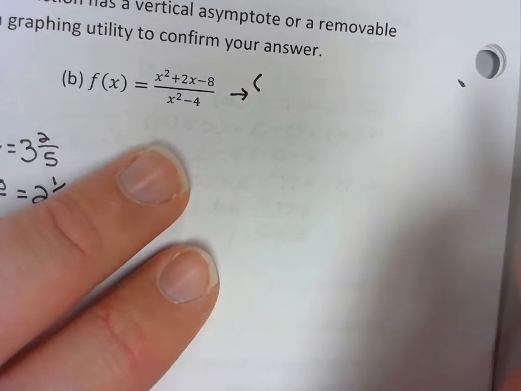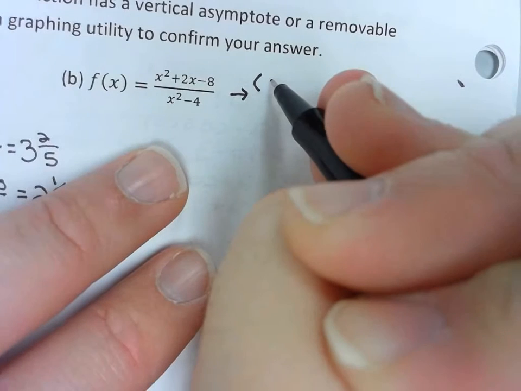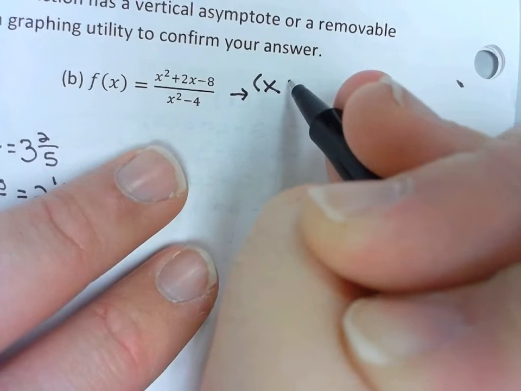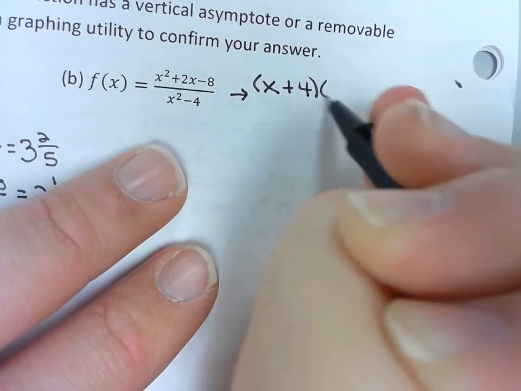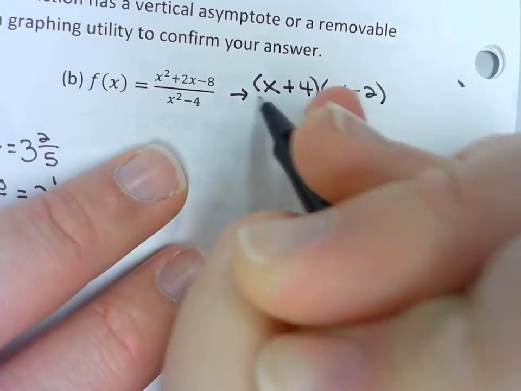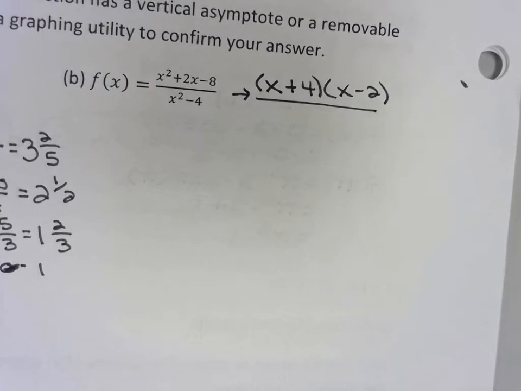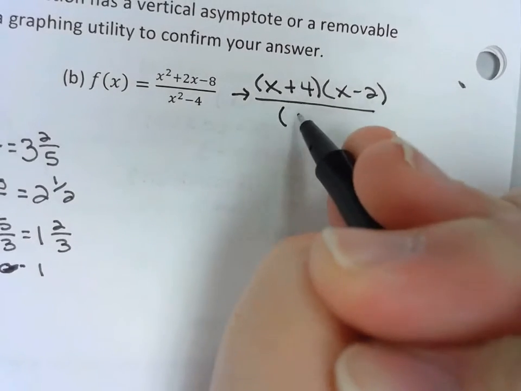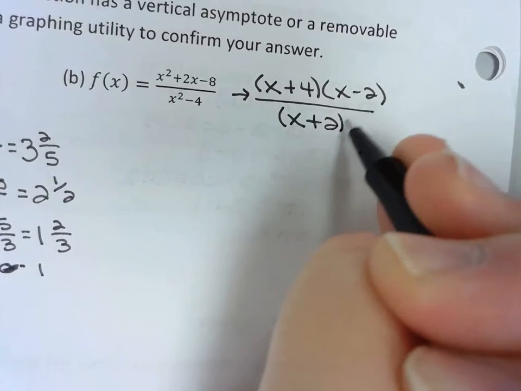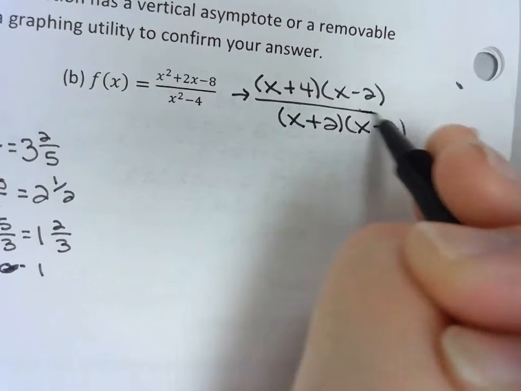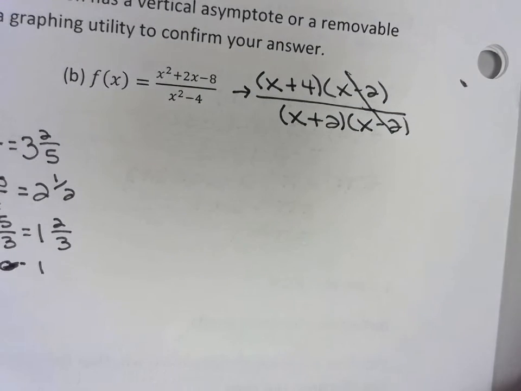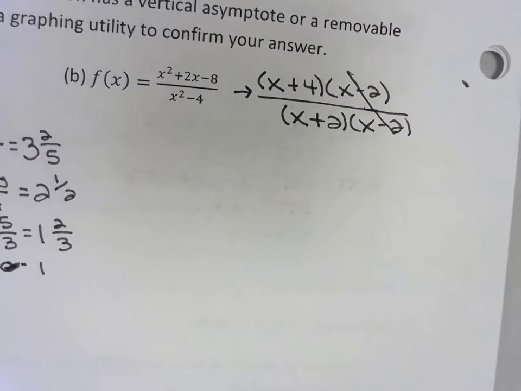So the top will factor to what? X plus 4, x minus 2. Yeah, you're good. X plus 4, x minus 2. And the bottom will factor to x minus 2, x plus 2. And I notice right off the bat this will cancel. The x minus 2's will cancel, which is fine, but be careful.